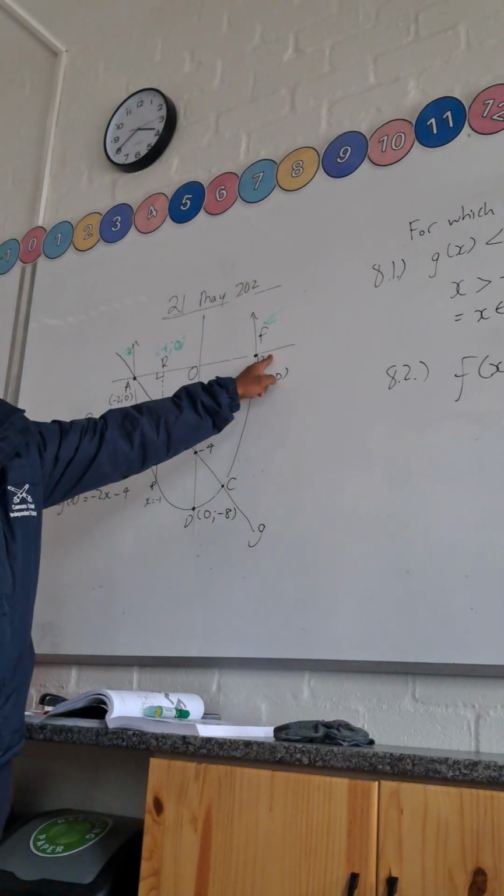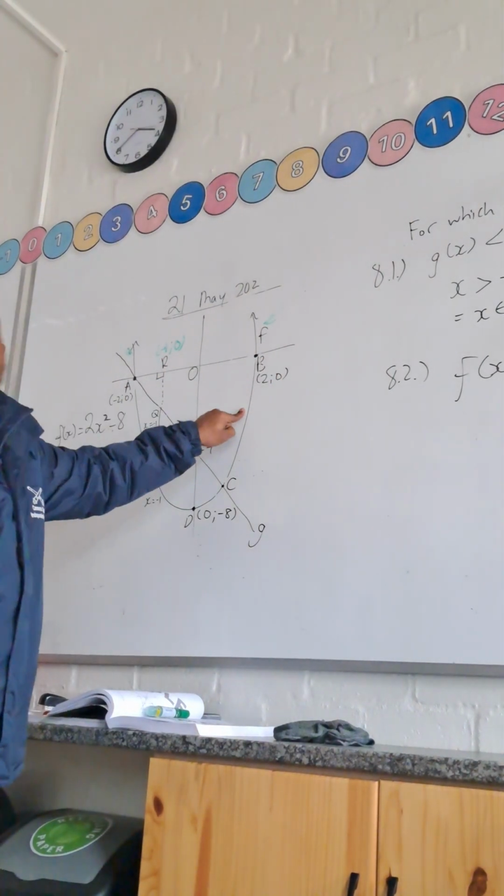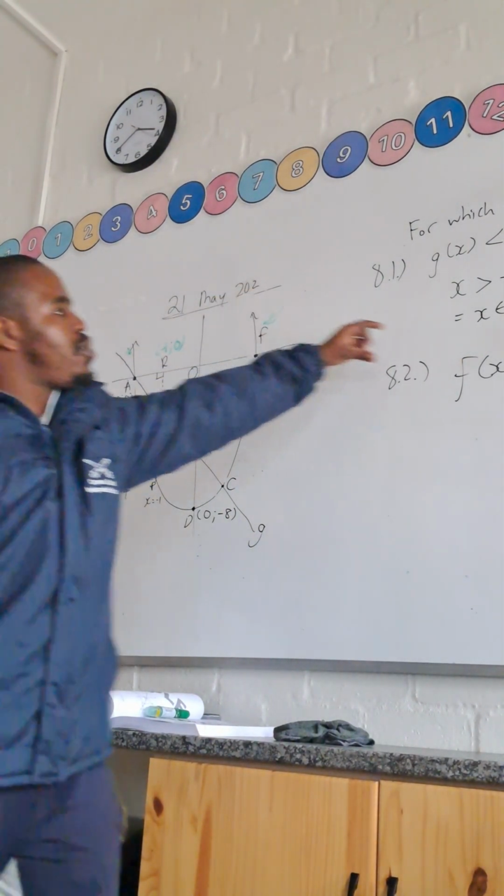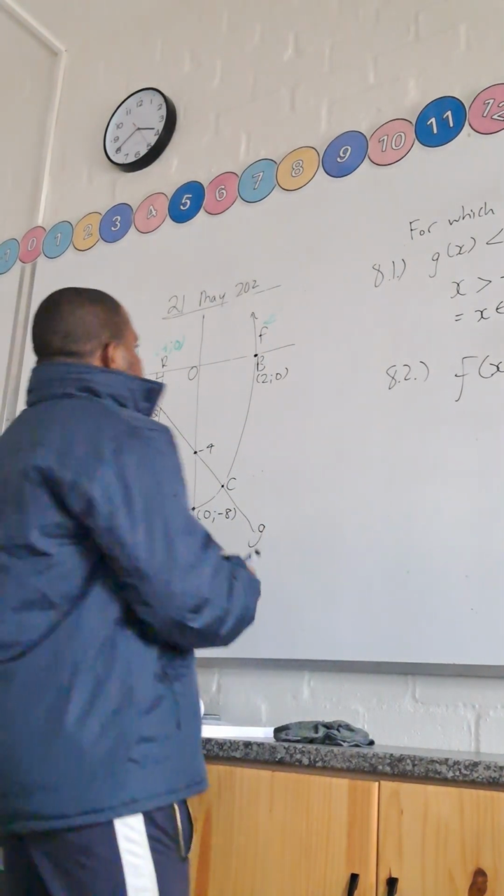So similarly with B, everything to the left of B is negative, but everything to the right of B is positive. So that's what they want. So you have to write 2 things.